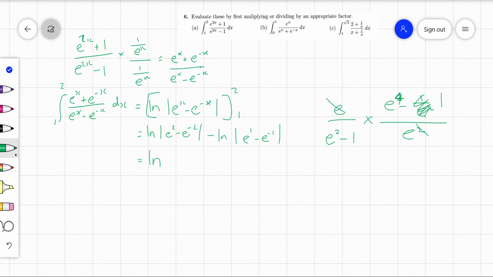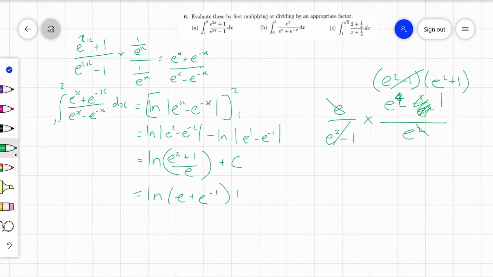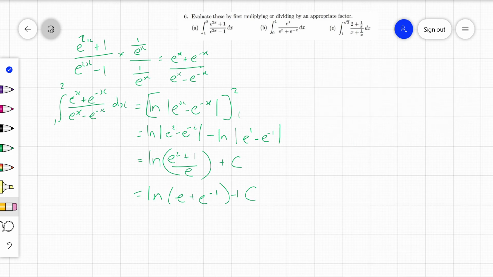You see one of these e's cancel. E to the 4 minus 1 is e squared, a difference of 2 squares, e squared minus 1, e squared plus 1. So you can see they also cancel. And what's left is e squared plus 1 over e. So we should get e squared plus 1 over e left. That's all positive. And I could even just now simplify it to e plus e to the minus 1. So it looks much simpler then. All right, so that's A. All of that is A. Give that a go, see how you go.